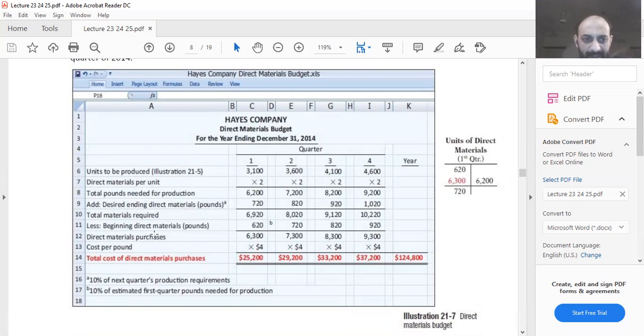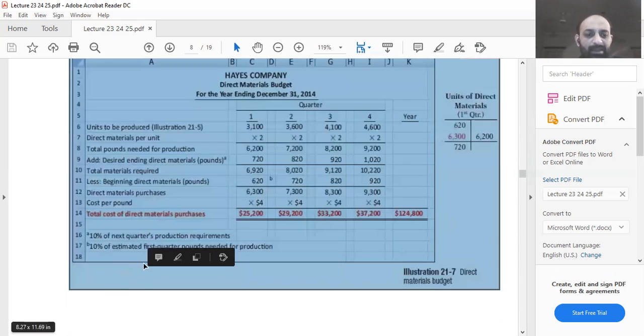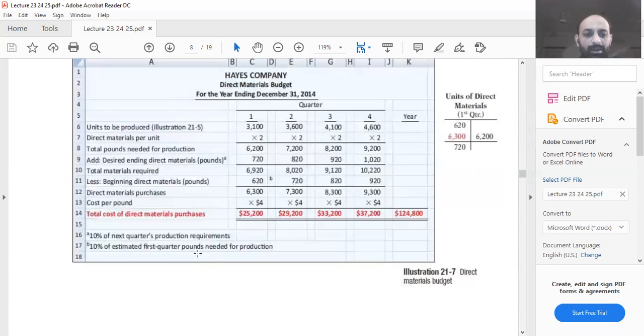So when you add it, you get the total materials required, and from that, when you subtract the beginning direct materials level, you get the direct materials purchases. Now here it says B. B is the 10% of estimated first quarter pounds needed for production. So you get the direct material purchases. We know the cost per pound is $4. So you get the total cost of direct material purchases for each quarter and the total year.